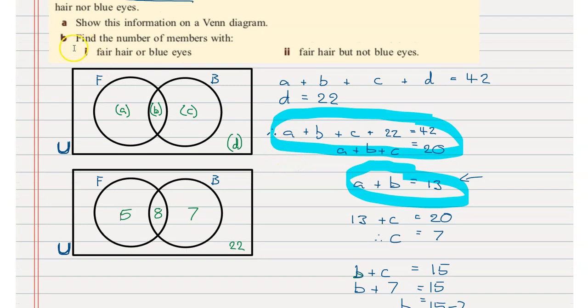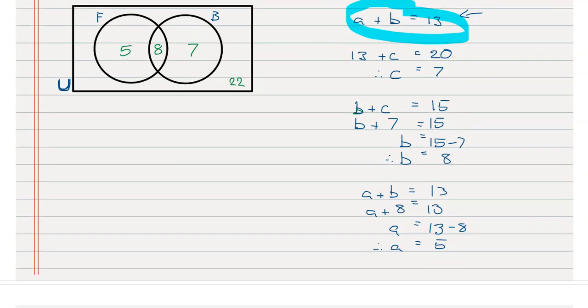Now, going to part B of the question, find the number of members with fair hair or blue eyes. So, fair hair or blue eyes, that would be the union. So, the union of F and B, and remember it's in number, so we'll write it that way, is 5 plus 8 plus 7, and that is going to be equal to 20 people.